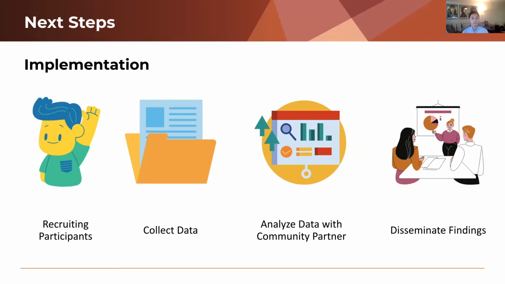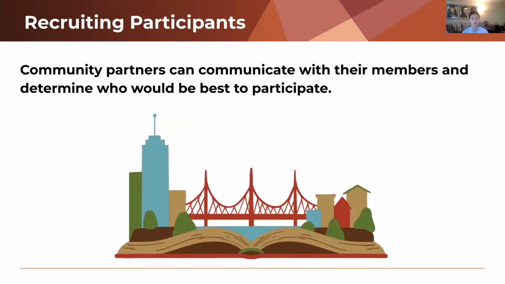The next 4 steps revolve around recruiting participants for our research, collecting data with our partners, analyzing data with our partners, and disseminating findings. We mentioned earlier that your partner can be the bridge to determine which members would like to participate. The organization, again, can directly communicate your wishes and plans with their members and internally decide who would be the best fit for the project, and ensure that a diverse representation of perspectives and thoughts are included.